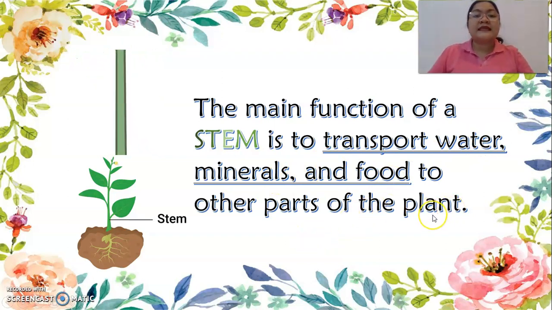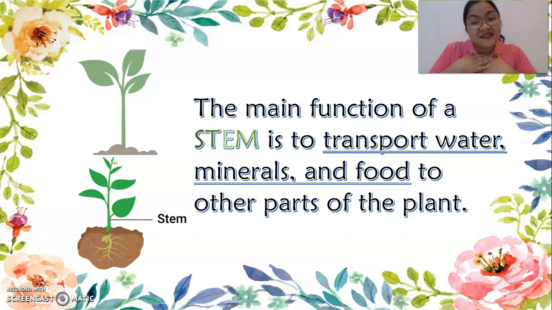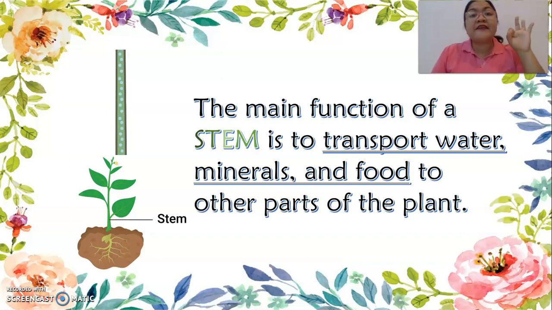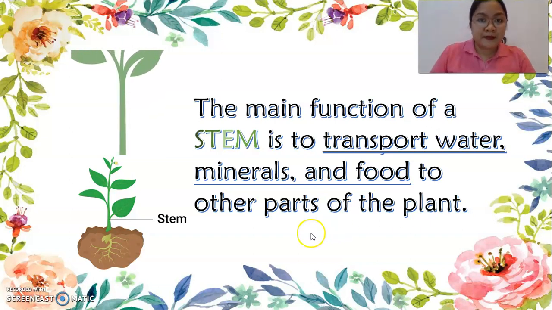It's like a delivery guy, right? A delivery guy brings you anything that you need. So the plant needs the water, the minerals, and the food, right? The stem is the one responsible for sending water, minerals, and food to other parts of the plant.